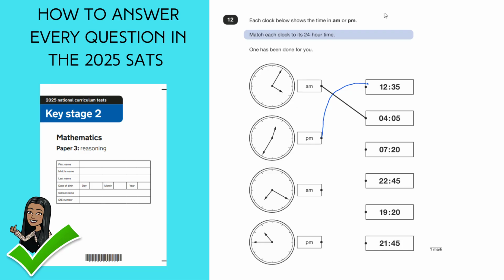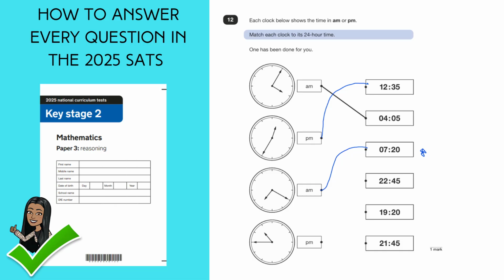There are two potential 7:20s because this reads 7:20, but so does this. These both read 7:20 in the 24-hour clock. However, this is an AM, so it is this 7:20. So that's something you just need to be mindful of.